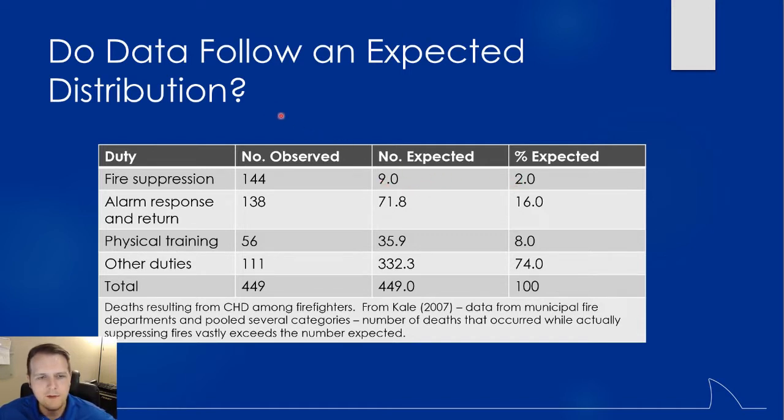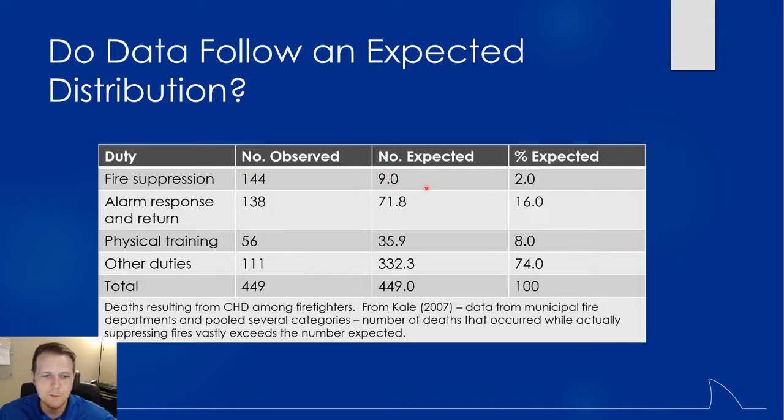Then they have the actual observed numbers here. It's very interesting to compare the observed frequency versus the expected frequency. And again, I don't think you have to be a statistician to look at the difference and say, that looks pretty different, right? Maybe there's something to the fact that they're having a lot more deaths during fire suppression than you would expect to see.